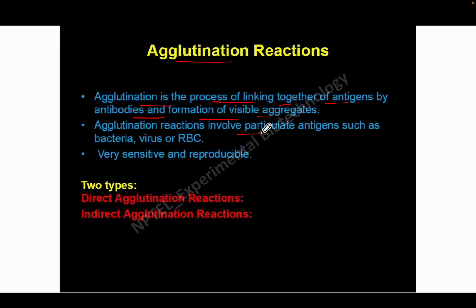Agglutination reactions involve particulate antigens such as bacteria, virus, or RBC. That means those are not soluble. So by agglutination you can prove those, and it is very sensitive and reproducible. There are two types of agglutination reaction: direct agglutination reaction and indirect.